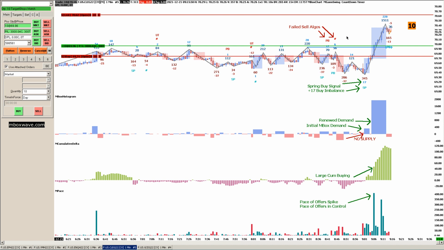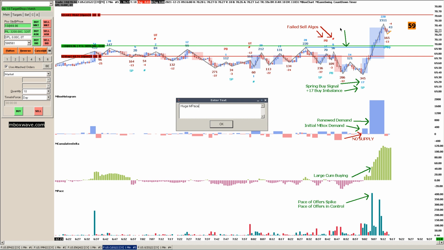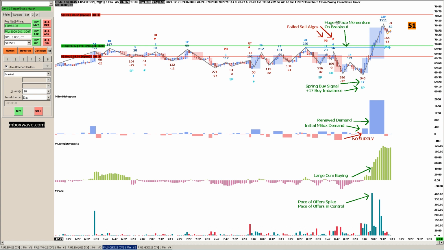which is a huge point because we have huge momentum on this breakout. Huge MPace momentum on breakout. Okay, I think that's one of the most important points here. All right.